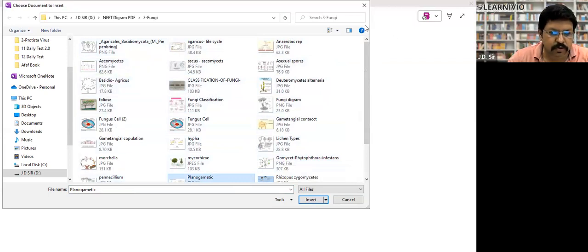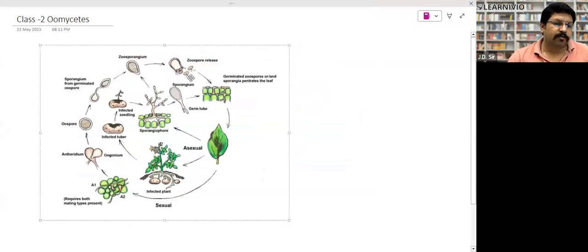Fine. So this is representative of oomycetes. And the name of the fungus is Phytophthora infestans. I'll tell you, Phytophthora infestans basically infects the potato crop, right? And that disease is called blight disease. Please remember the name of the disease. That is very important. Late blight disease, right?